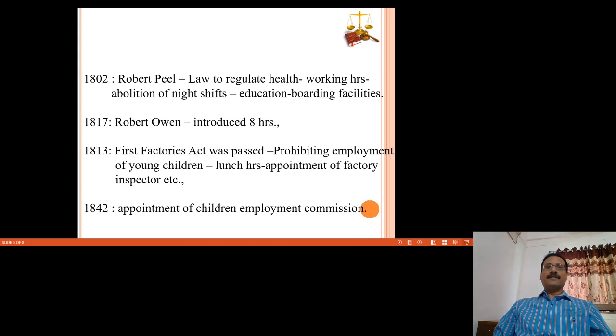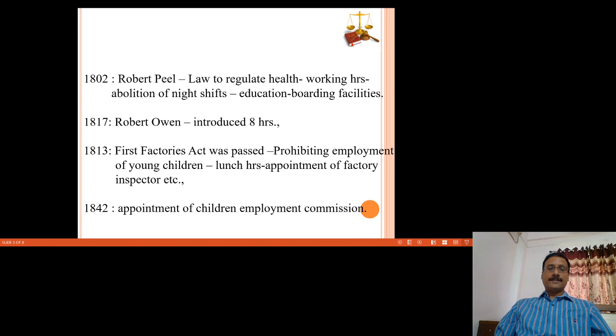Then 1813, the main important act, the Factories Act, which is important to all the employees, protected the rights of the workers and prohibited employment of young children. Earlier I said child labor, and young children were also engaged. So this act prohibited young children, and also introduced lunch hours in between the shifts, and the appointment of a factory inspector who will look after the welfare of the employees as well as the safety measures of the workers.